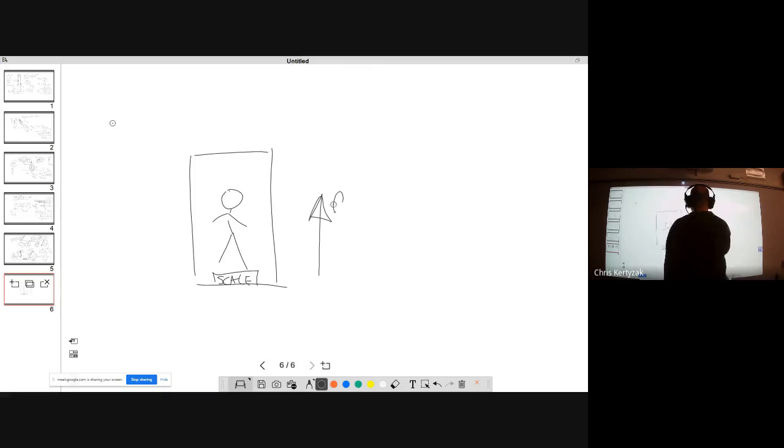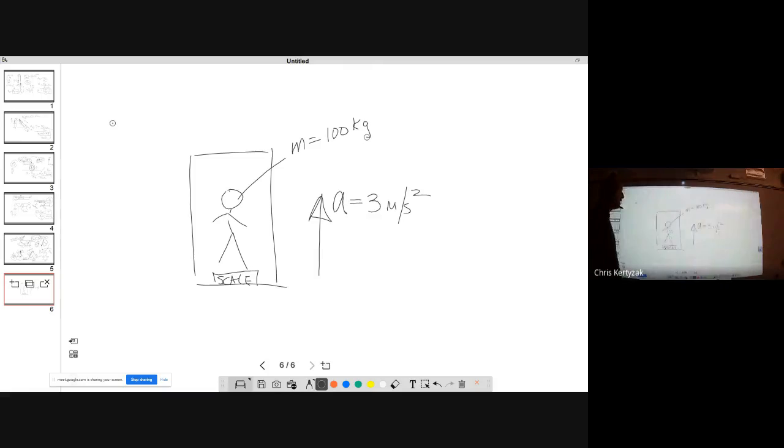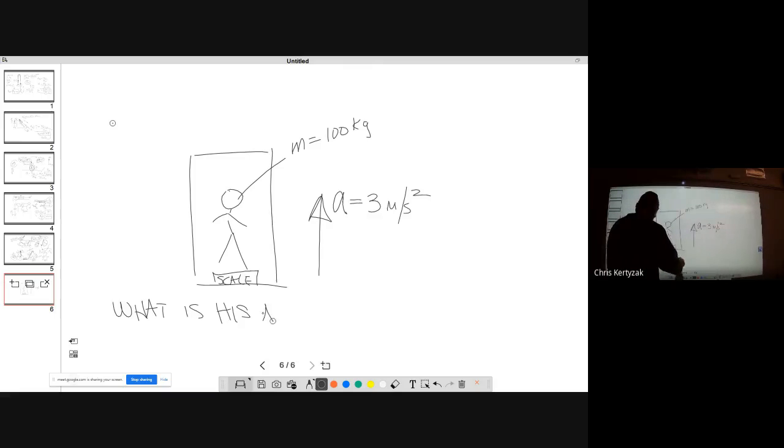The elevator is accelerating in the upwards direction at a rate of, let's just say, 3 meters per second squared. And the man's mass is 100 kilograms. What is his apparent weight? You need to know this language. What is his apparent weight?